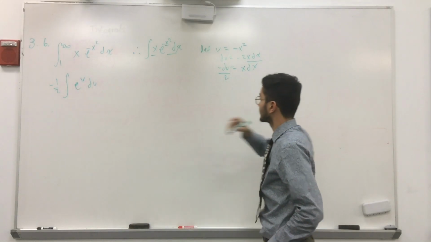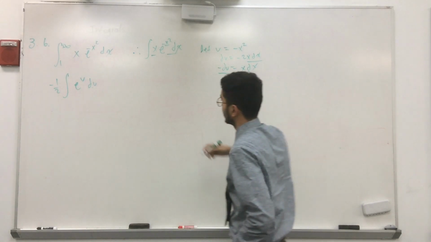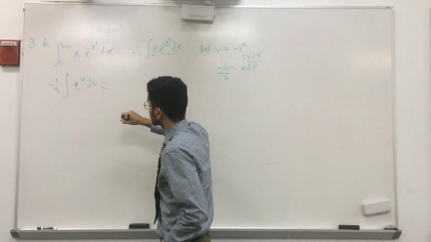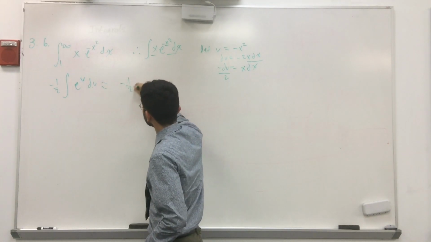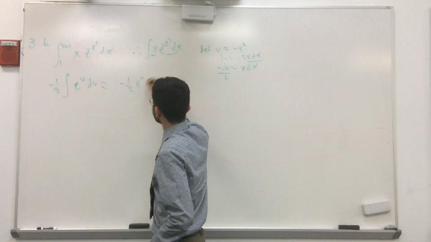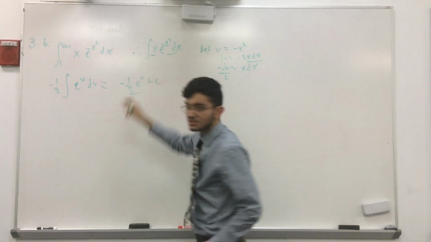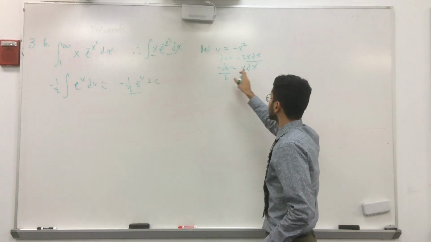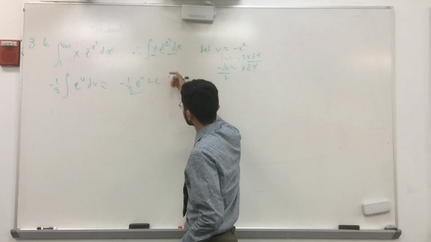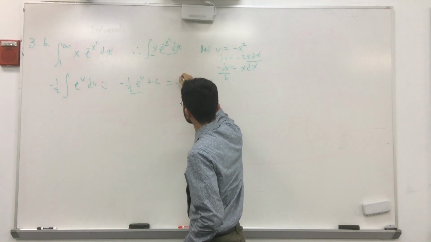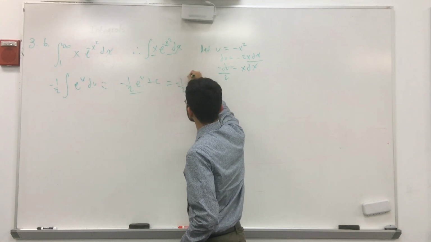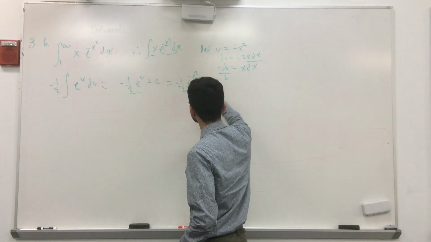So this over here will be the integral using u substitution. This is nothing but negative 1/2 e to the u plus c, right? This is the indefinite integral, and of course if we substitute u back into whatever u is, which is negative x squared, we have that this is negative 1/2 e to the negative x squared plus c.